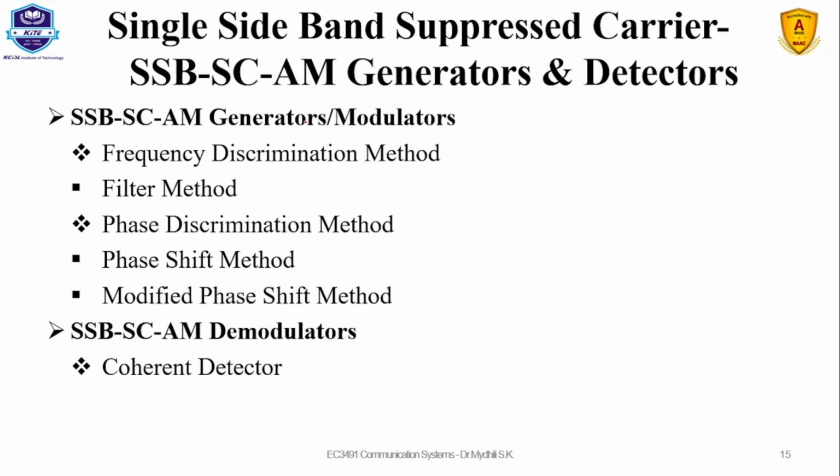Now coming to the generation and detector part. Here for the generator we have basically two methods. One is the frequency discrimination method and the second one is the phase discrimination method. Under the frequency discrimination method we will be studying the filter method, and phase discrimination has two types. One is the phase shift method and another one is the modified phase shift method. And the demodulation part is the same as double sideband suppressed carrier AM, which involves a coherent detector. We will see one by one.